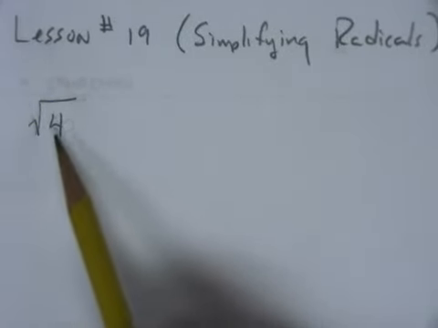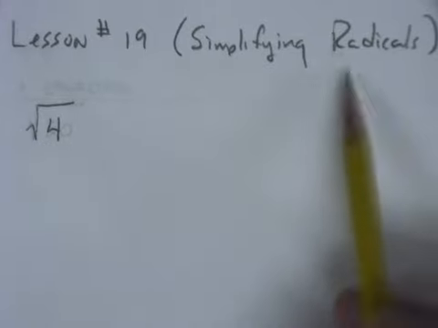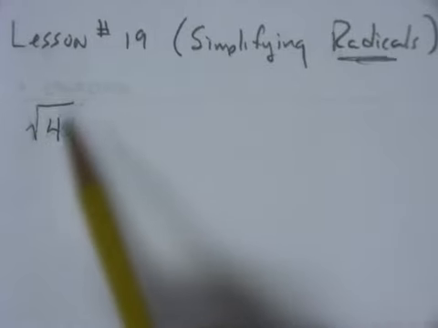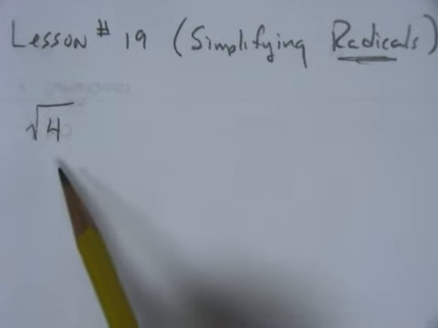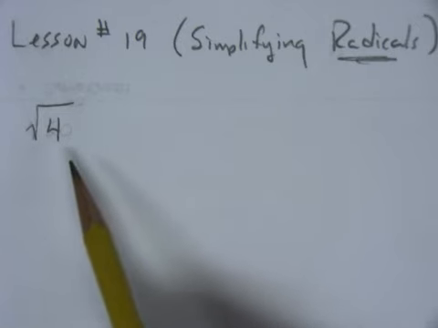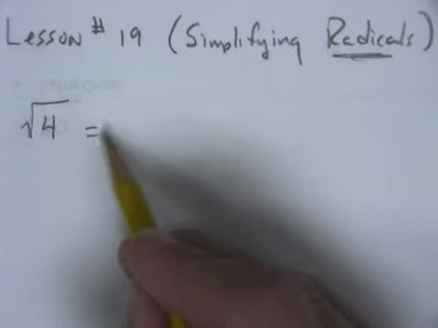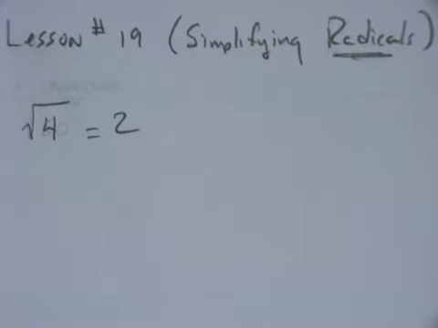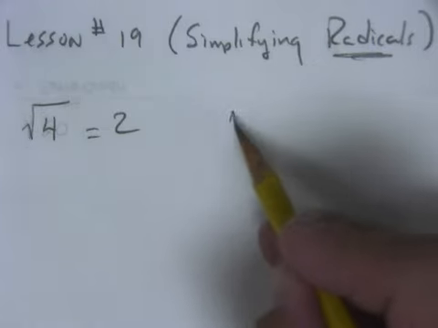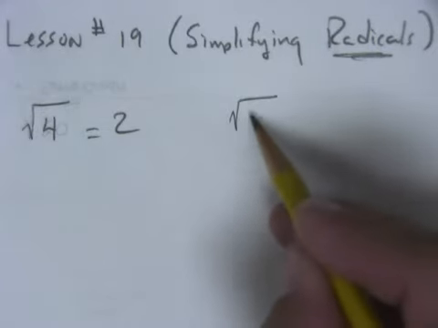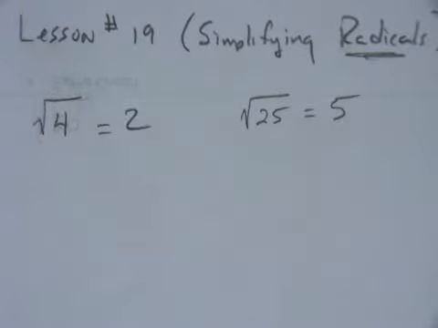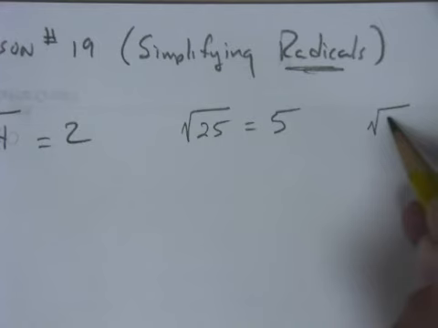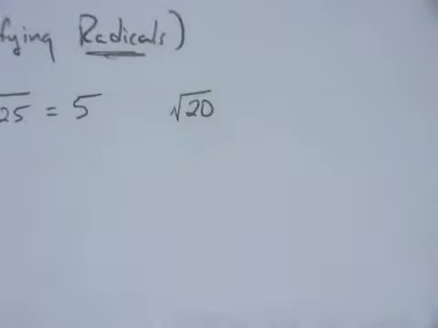It's called the square root of 4. When I talk about a radical, it's a square root. They kind of mean the same thing. You should know already that the square root of 4 is equal to 2. You should also know that the square root of 25 is equal to 5. But what's the square root of 20?